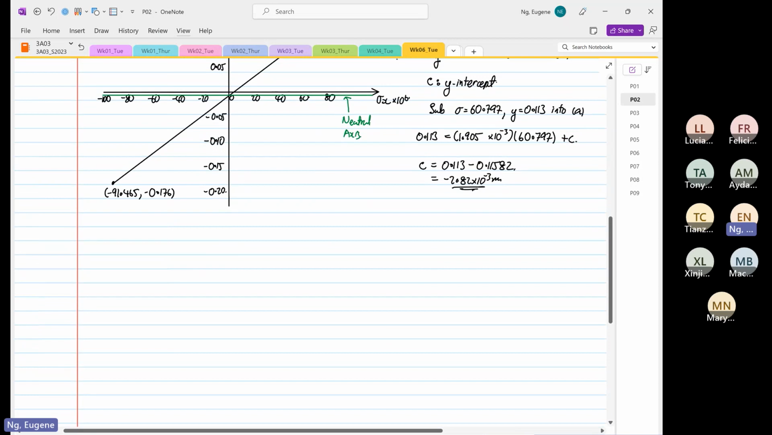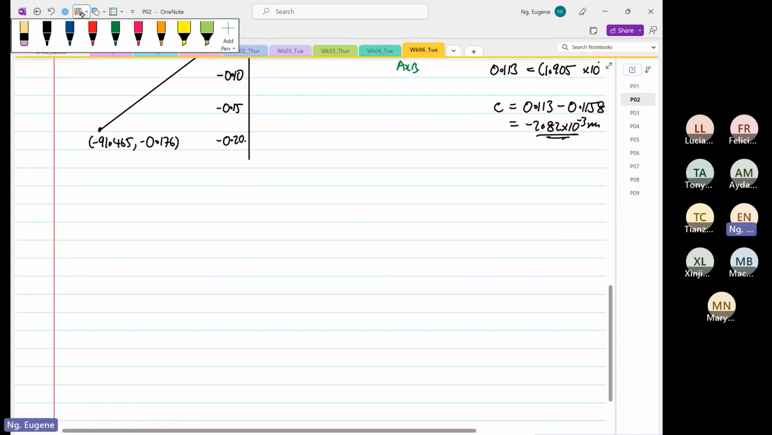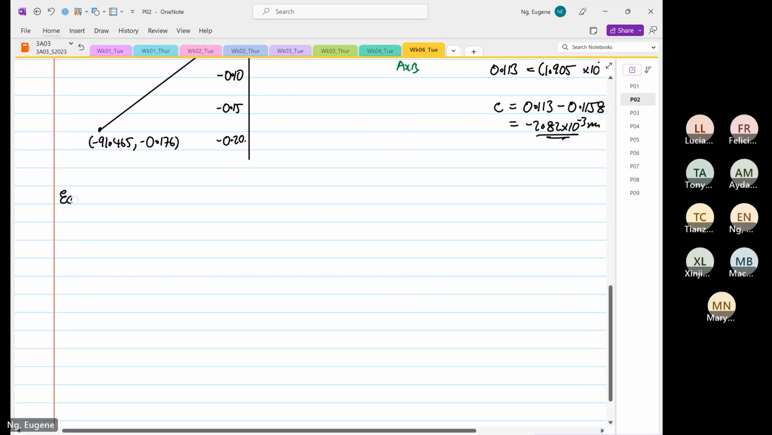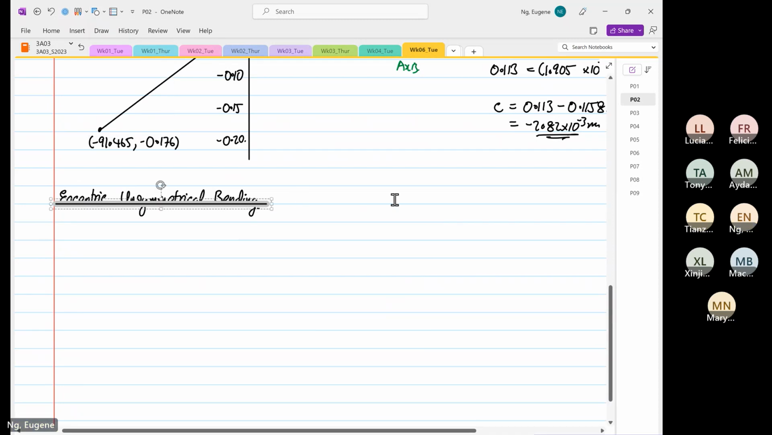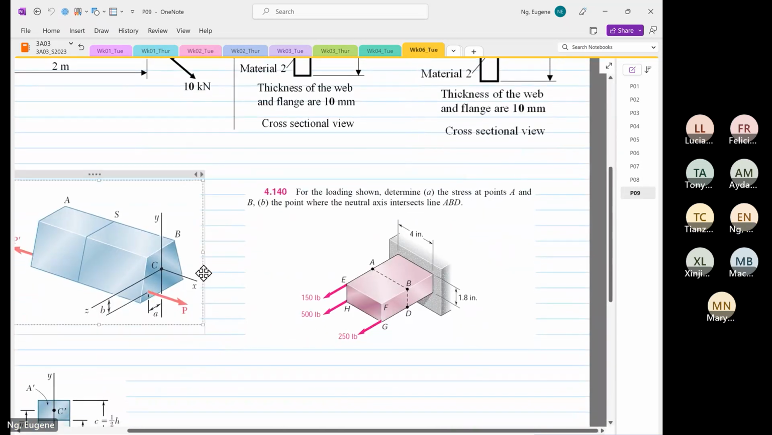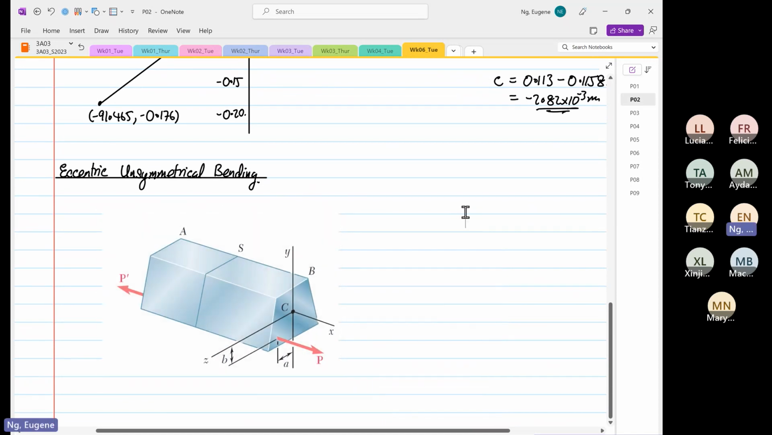So the next, or the last topic in bending moment that we're going to look at, is going to be on eccentric unsymmetrical bending. Okay, so this is the last topic we're going to look at in bending. So you have this figure on Avenue to Learn. So what you see is a structure under eccentric unsymmetrical bending.